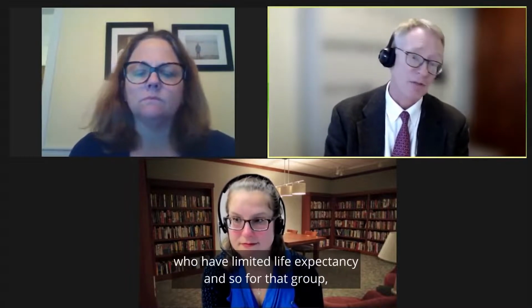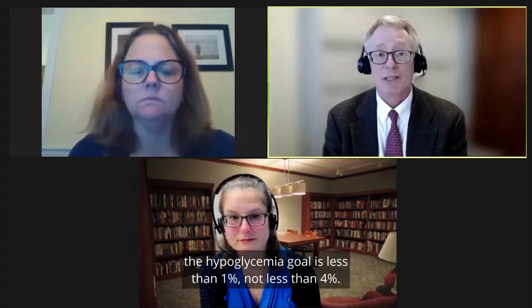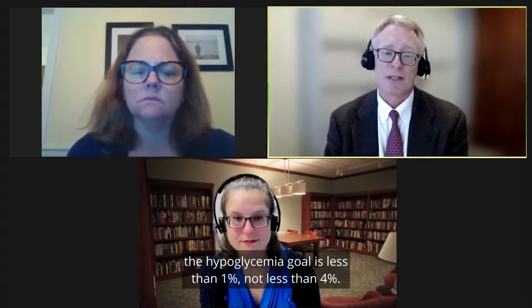And I guess I'd point out it's helpful to keep in mind that these international consensus goals from 2019 actually include some modified targets for individuals who are at higher risk for hypoglycemia, who have limited life expectancy. And so for that group, the time in range target goal would be not greater than 70%, but greater than 50%. And for those folks who are at higher risk for hypoglycemia, the hypoglycemia goal is less than 1%, not less than 4%. So there are some standards that can guide us also.